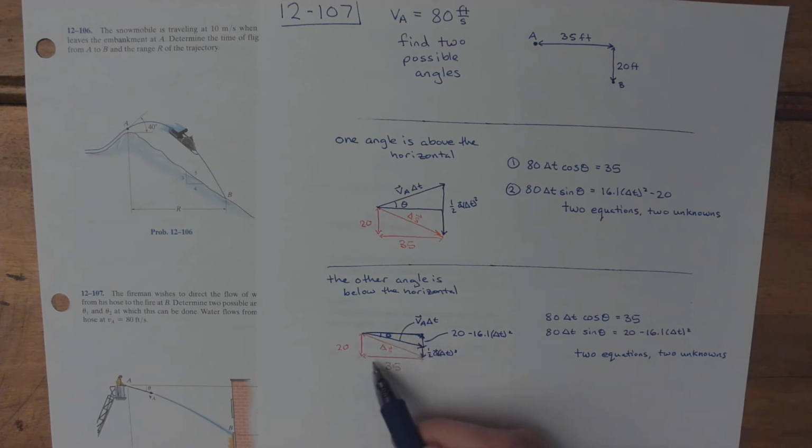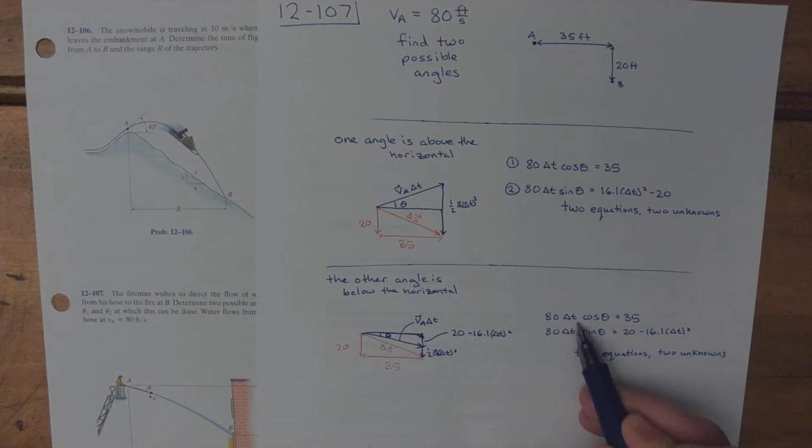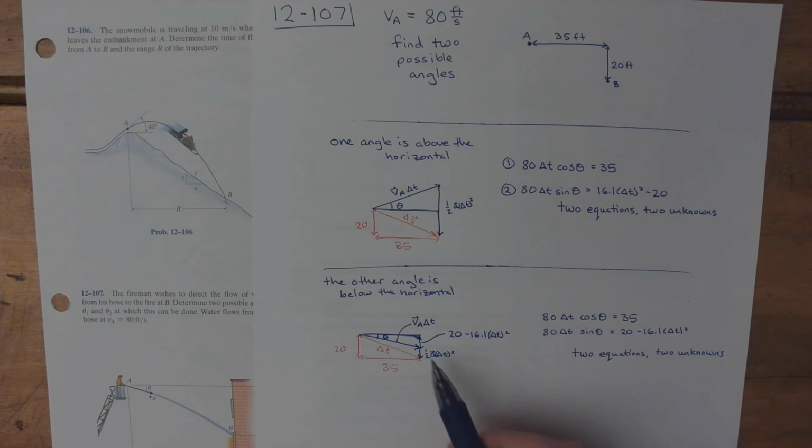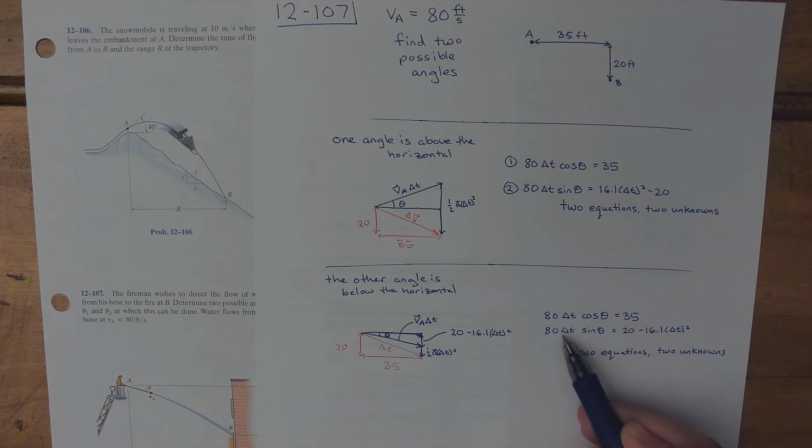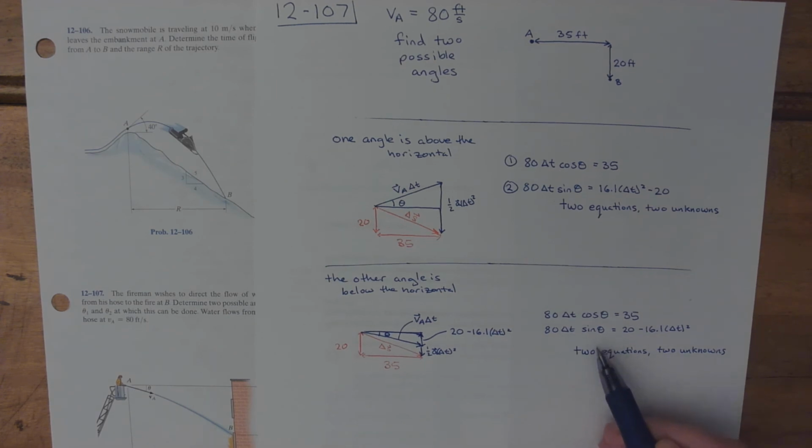So the base is 35, so 80 times delta T times cosine of theta is 35. And the sine of theta times VA delta T is this little piece here, which is this full distance of 20 minus this piece, which is 1/2 the acceleration, so 16.1 times delta T squared. So that's that little piece, which is 80 times delta T times the sine of the angle.